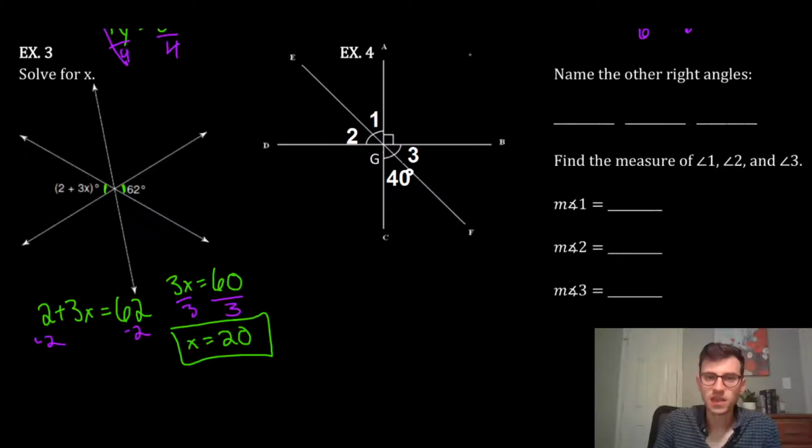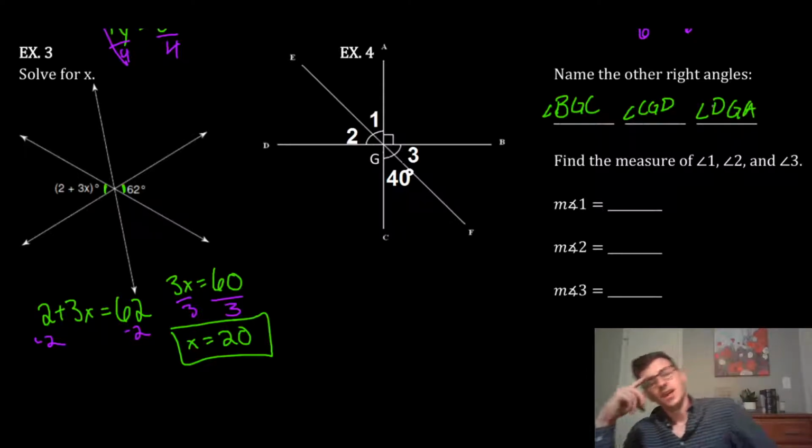That means this angle is BGC. So we've got angle BGC. We also have angle CGD. And we have angle DGA. And maybe I just got ahead of myself. You might be like, how could you have known that those were all right angles?